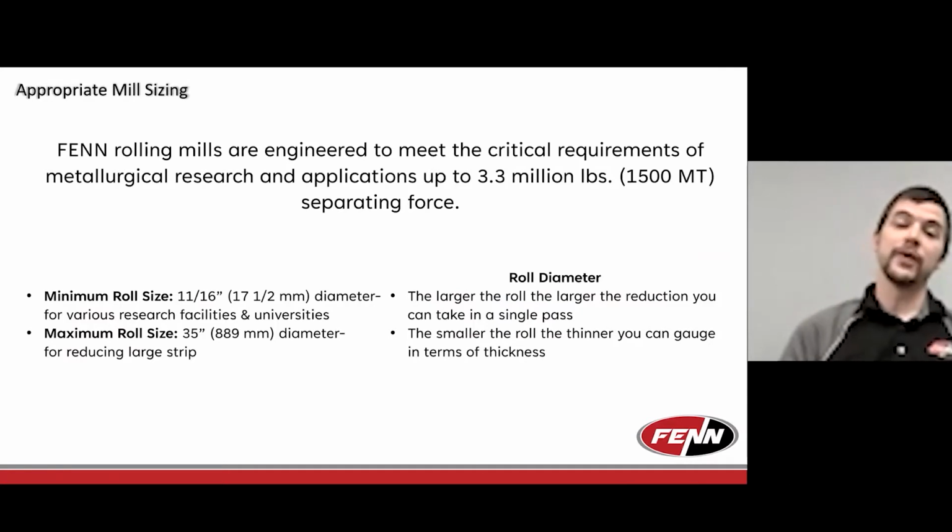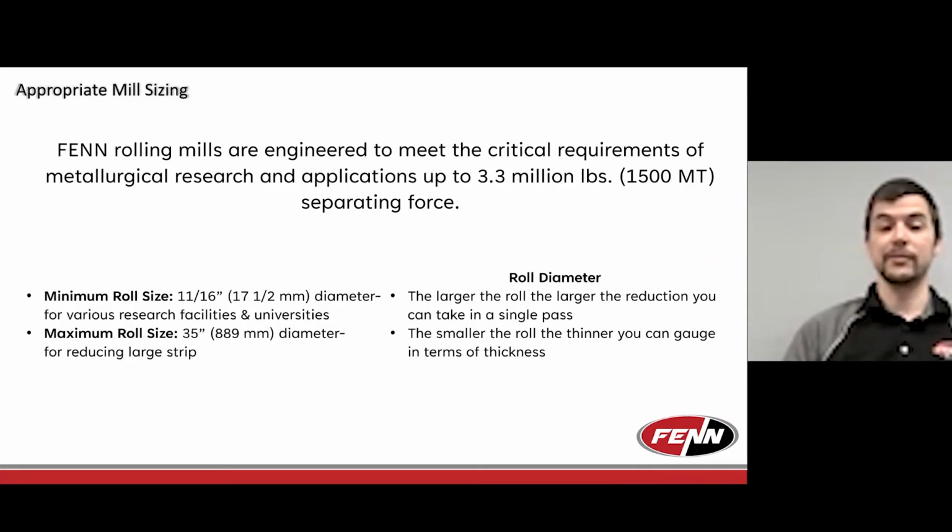So one of the things that I mentioned that I was going to talk about is just to give you guys a general rundown of how to properly size out a mill. In general, our mills can range from extremely small to extremely large. We do mills that can handle up to about 3.3 million pounds of total separating force. Those rolls have diameters as large as about 35 inches, and we've done face widths of about 60 inches and larger, to accommodate very wide material.